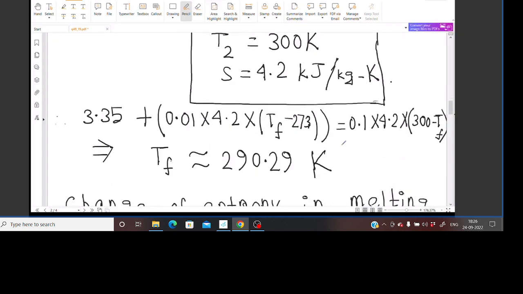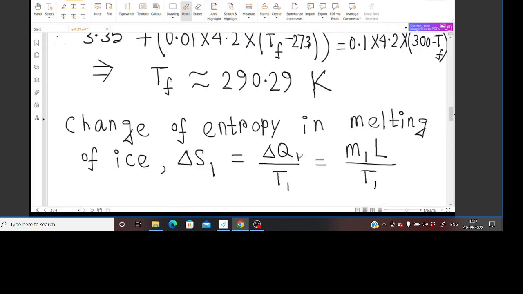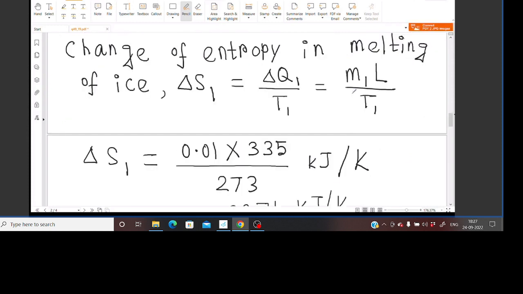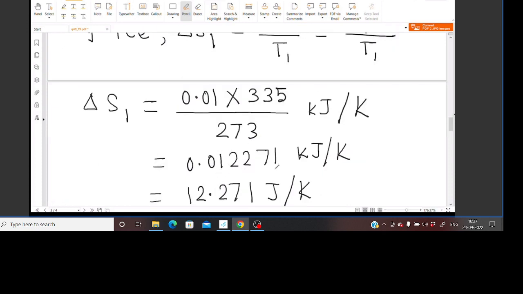Putting these values and after doing some simplification, we finally obtain that the final temperature is equal to 290.29 Kelvin. Now let's find out the change of entropy in melting of ice. This is equal to delta S1, which is equal to delta Q1 by T1. Here delta Q1 is equal to M1 into L. Putting the values of M1, L and T1, we obtain that the change of entropy in melting is equal to 0.012271 kilojoule per Kelvin.